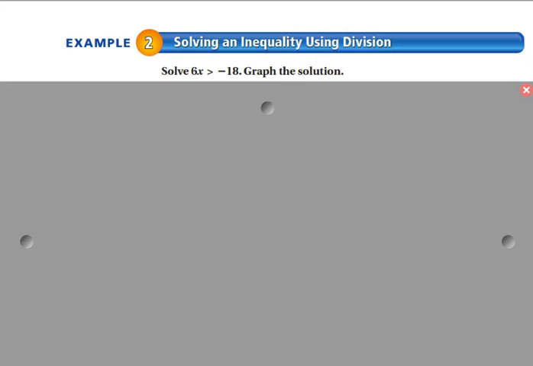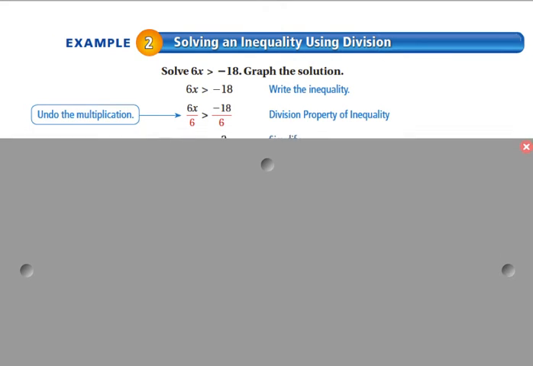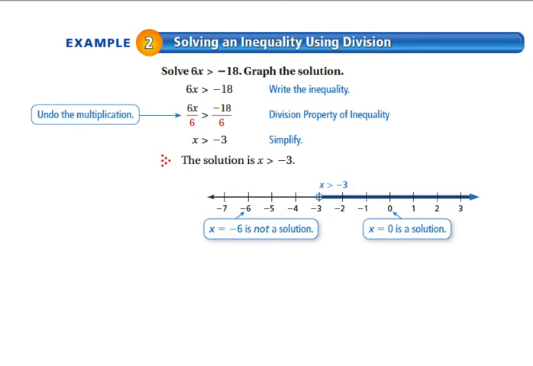Okay, 6x is greater than negative 18, and then we're going to graph the solution. We can go ahead and divide by 6 on both sides, and this gives us x is greater than negative 3, which is our solution. If we take a look at the graph here, there is an open boundary at negative 3, and since x is greater, the arrow goes towards the larger numbers.